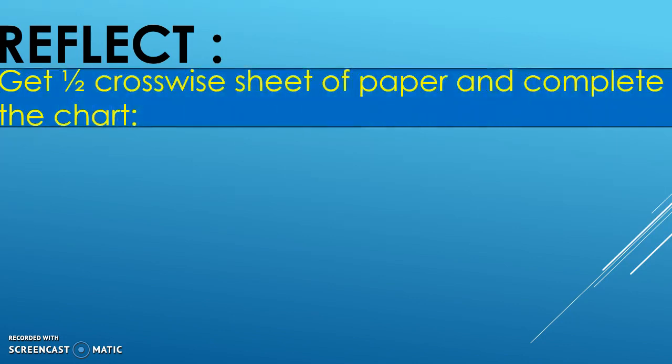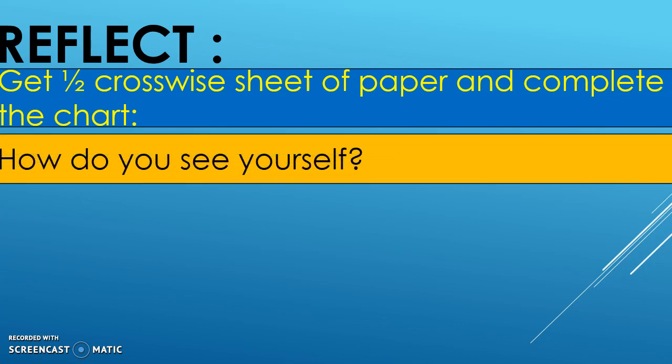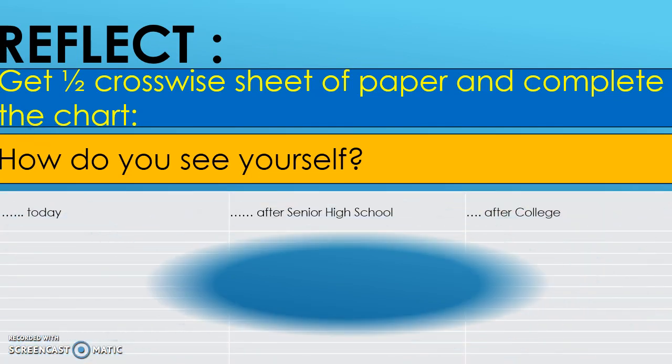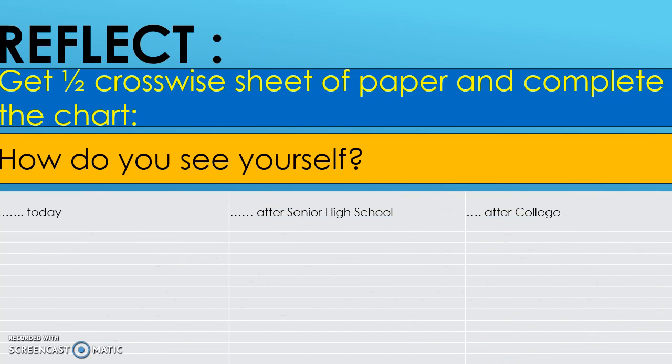So this time, let us reflect. You get 1/2 crosswise sheet of paper and complete this chart. How do you see yourself after you have known the different healthcare professions using this table? How do you see yourself today? How do you see yourself after senior high school? And how do you see yourself after college? So you have 15 minutes to complete this test.